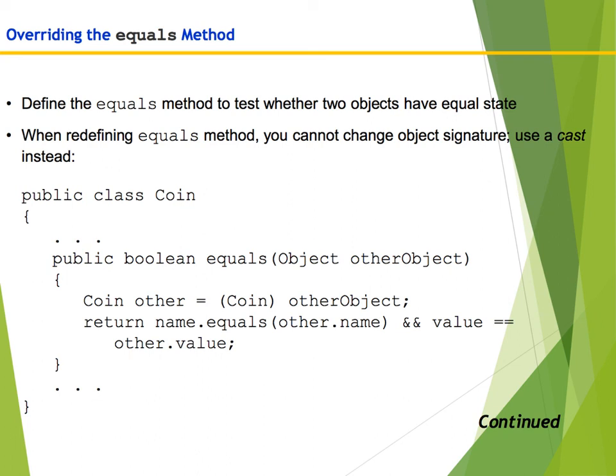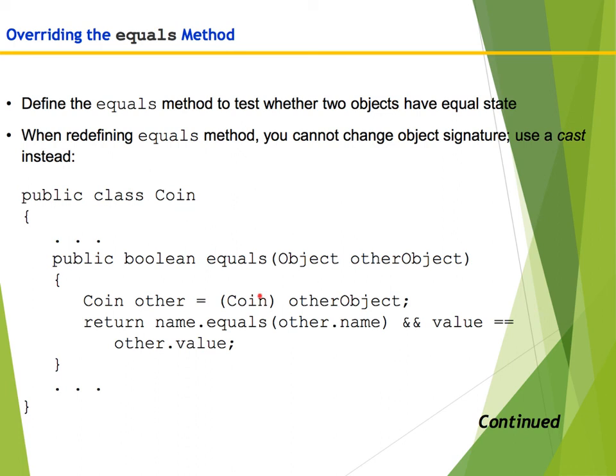So obviously we need to cast this explicit parameter into a Coin, because we are going to use the fields of the Coin class. We cannot keep it as Object and then have access to the instance fields of the Coin, which are name and value. So the first thing that we do in this method is to simply cast the other object into a Coin called other. This is the syntax that we need to follow.